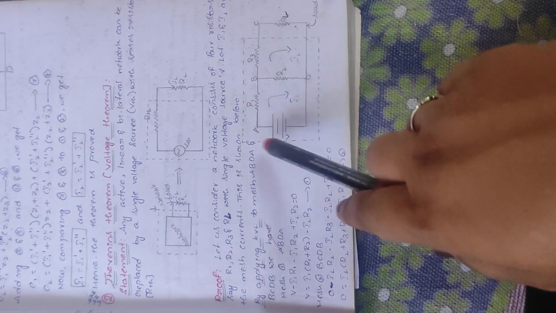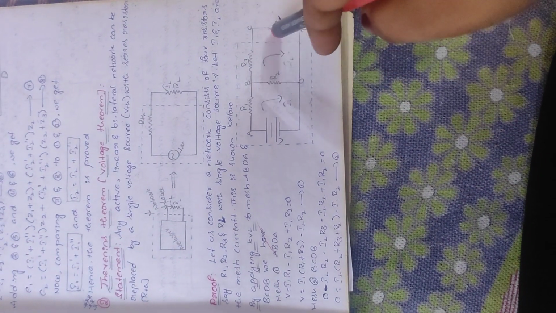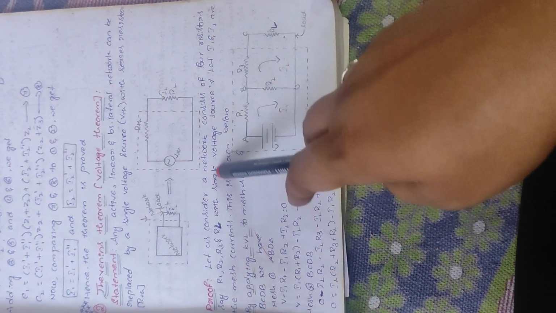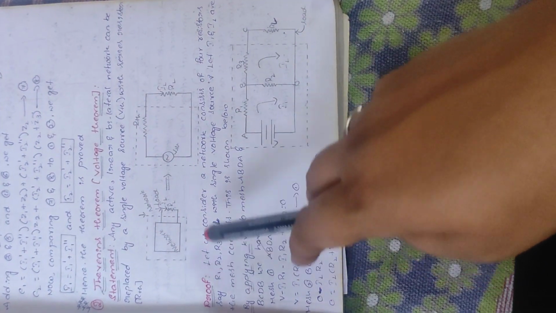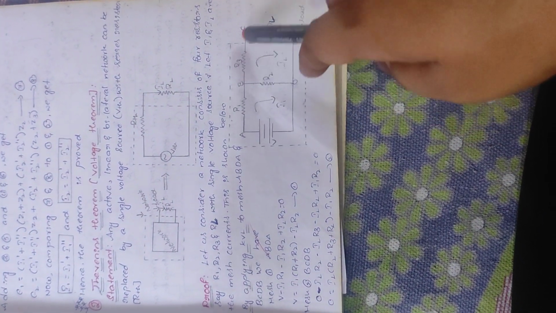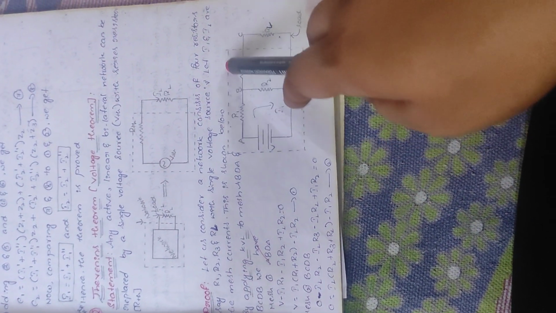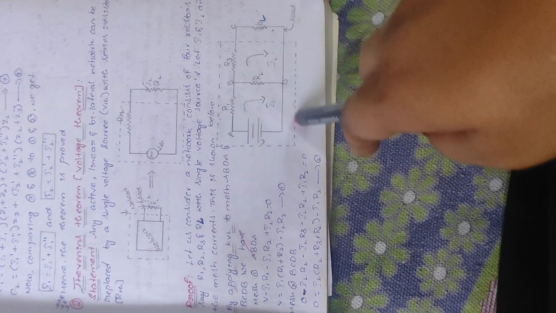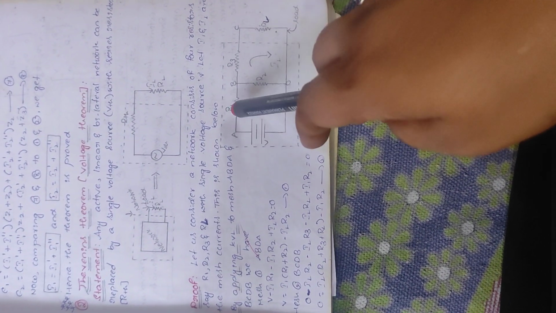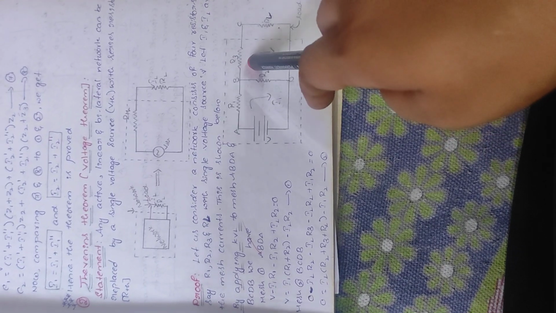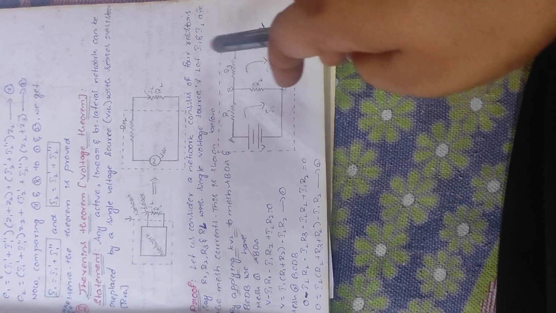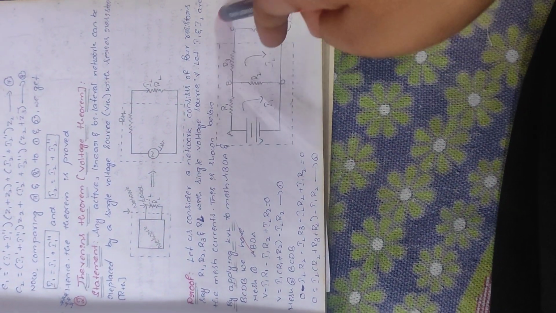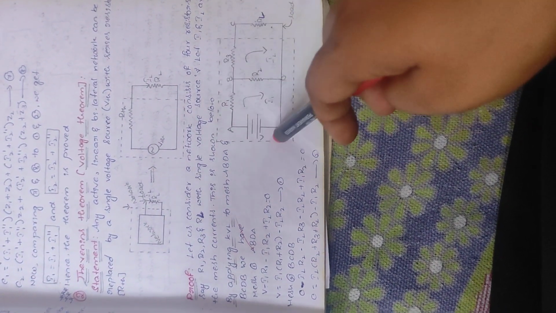Coming to the proof, first we have to take any type of circuit, which I have taken here: the circuit with resistances, say R1, R2, R3 and RL with a single voltage source V, and I1, IL are the mesh currents. This is one mesh and this is the second mesh. First mesh current is I1 and the second mesh current is IL. That is the circuit I have considered here.